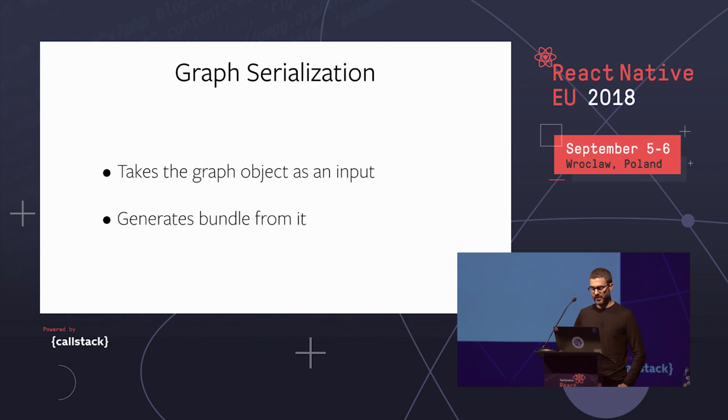The serialization phase is what happens just after the graph has been generated, and it takes the graph as an input and can return anything: a buffer, an array, or even store files to disk. Metro has many serializers, for example, for creating bundles, for creating source maps, or even for storing assets on disk.